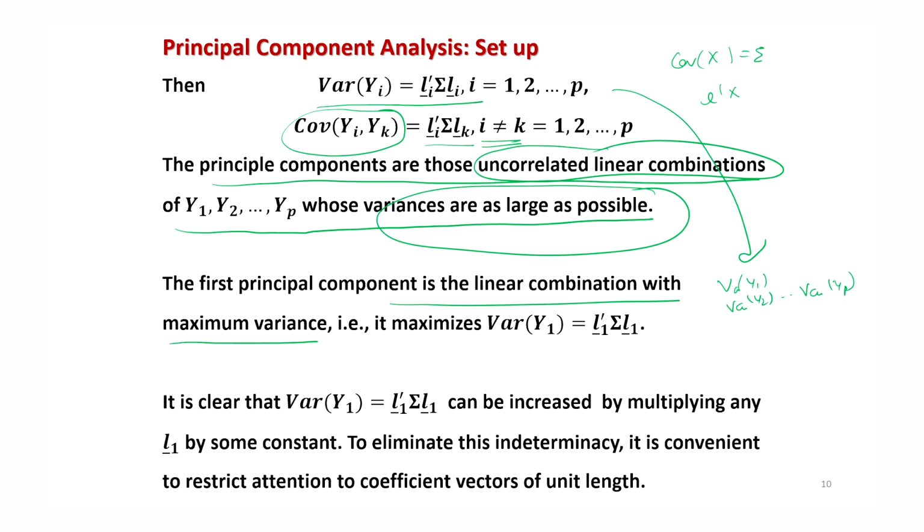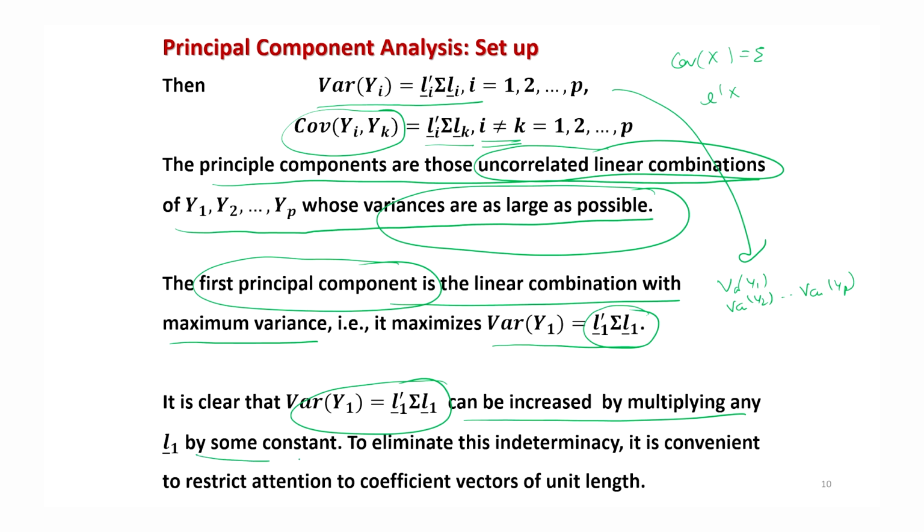So out of that linear combination which has the maximum variance, that linear combination will be the first principal component, and its variance is, suppose, variance of y1 is equal to L1 transpose sigma L1. Now the problem is this: this variance can be changed. Essentially, this variance L1 transpose sigma L1 can be increased by multiplying any L1 by some constant.